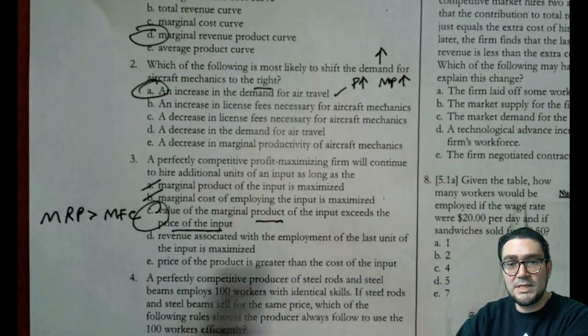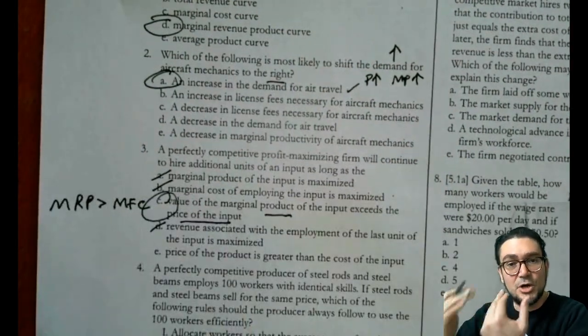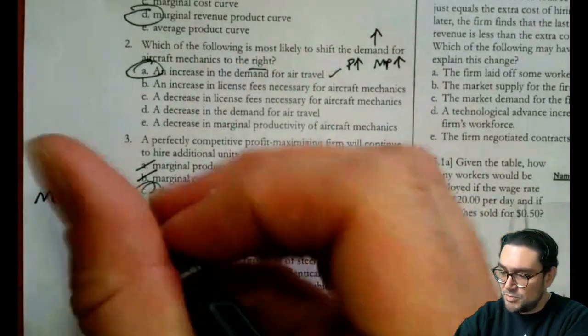Revenue associated with the employment of the last unit of the input is maximized. No, it's not just the maximum amount that we can make. We're actually going to think on the margins. Price of the product is greater than cost of input. No, that has nothing to do with it.